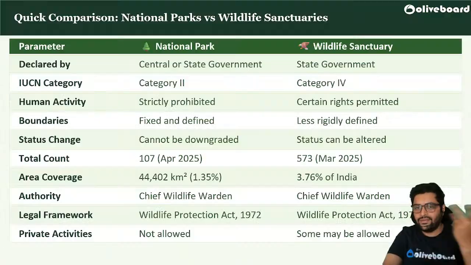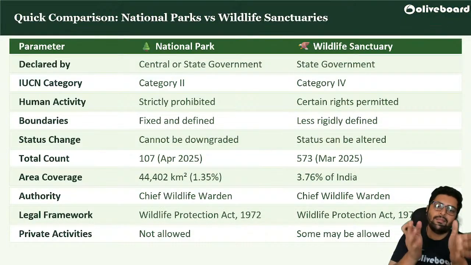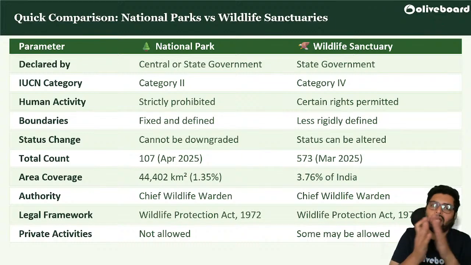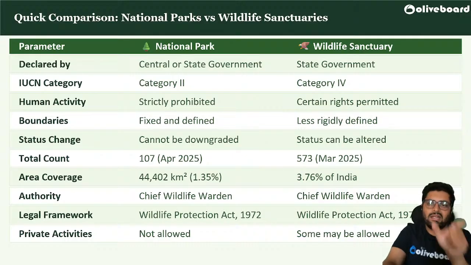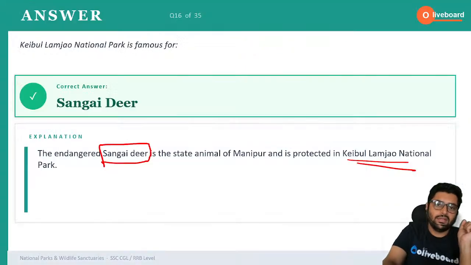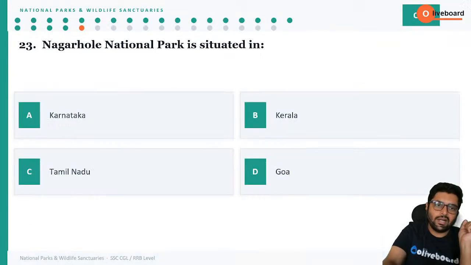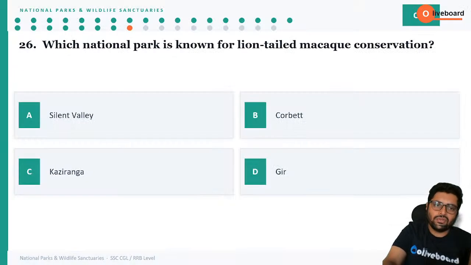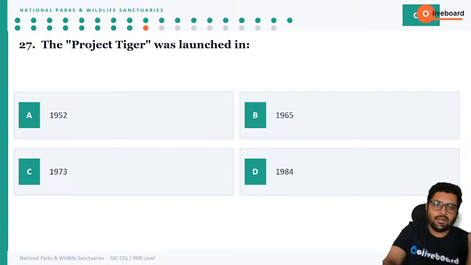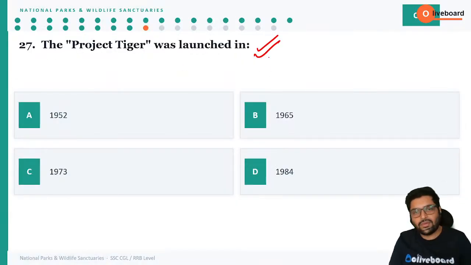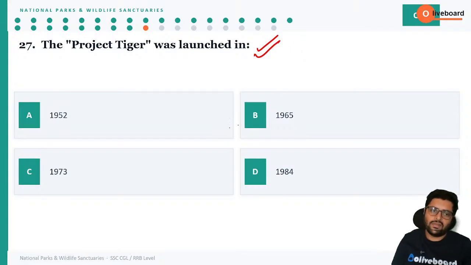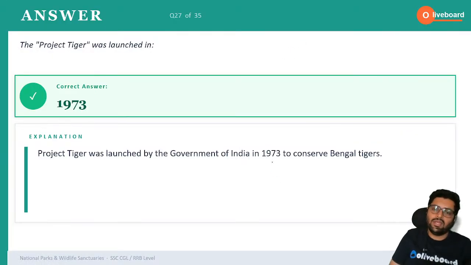All the list is there, obviously not practical. This is just a final comparison I have brought. We have already discussed what type of differences are there in national parks and wildlife sanctuaries, correct? So we saw questions on national parks, and wildlife sanctuaries also we saw some questions. Project Tiger was launched in, so such questions can also be asked. When was Project Tiger launched? It was launched in 1973. You have to mug up the year to conserve tigers.